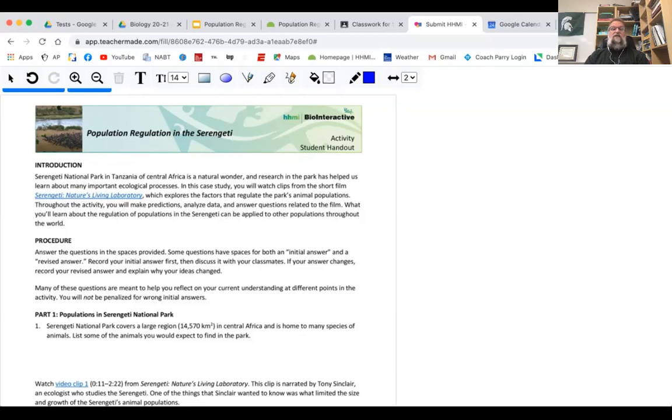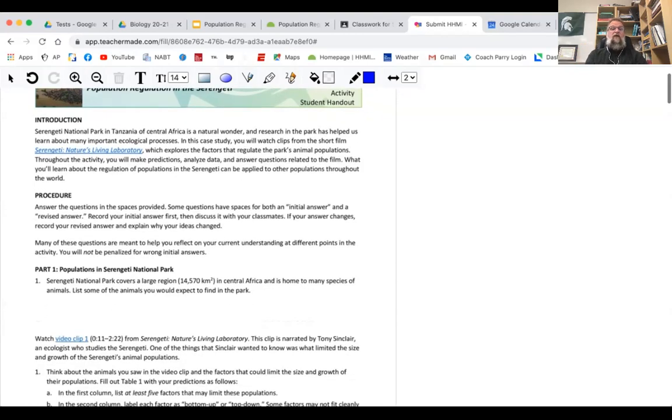What you'll learn about the regulation of populations in the Serengeti can be applied to other populations throughout the world, and that's key. Yes, we're going to use the Serengeti as an example, but everything we've learned over the last 50 years at the Serengeti applies to every other ecosystem, including our own ecosystems right here in Michigan, which is where we'll be moving in a few days. So yes, we're talking about Africa and exotic animals, but understand this works with all ecosystems and all organisms. This is just a good example of how this all works.